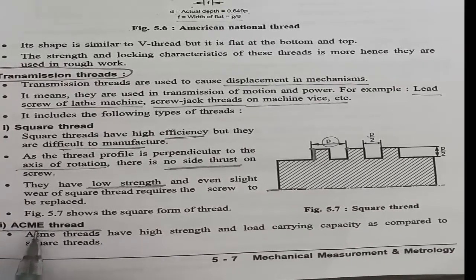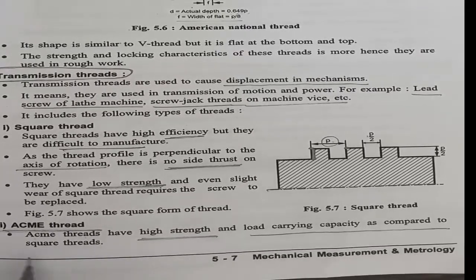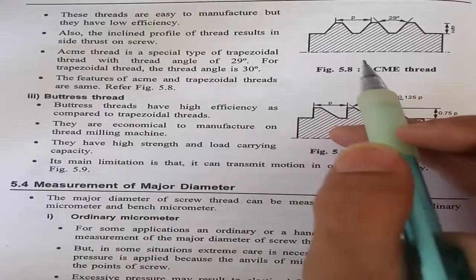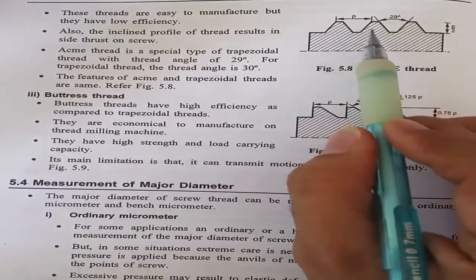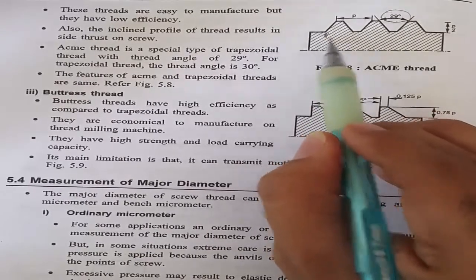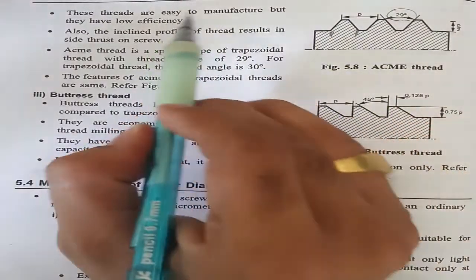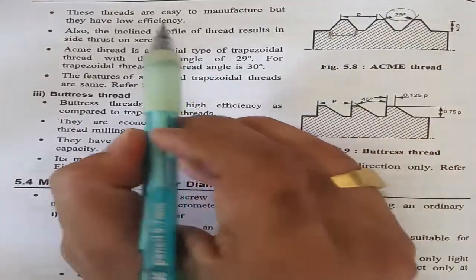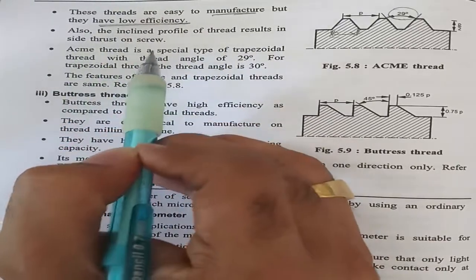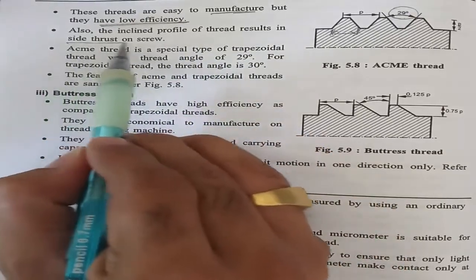So here you can see this is another thread. It is called the acme thread, which has high strength and load carrying capacity as compared to square thread. Now you can see here the profile of the acme thread, right? It is a 29-degree angle over here. And the base is more compared to square thread, so its strength is also good because of this length, right? These threads are easy to manufacture but have very low efficiency, and the inclined profile of the thread results in side thrust on the screw.